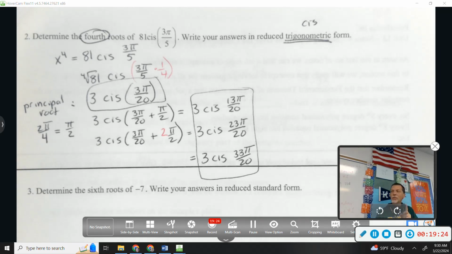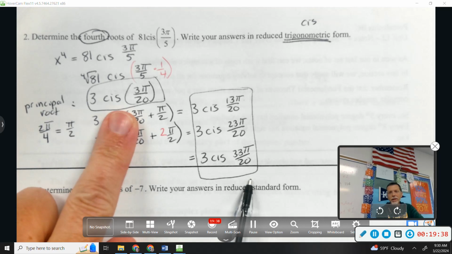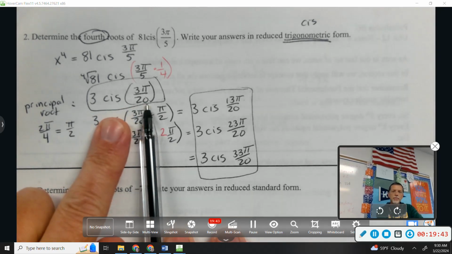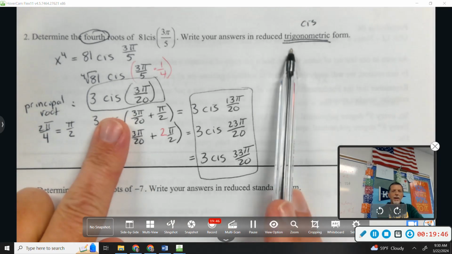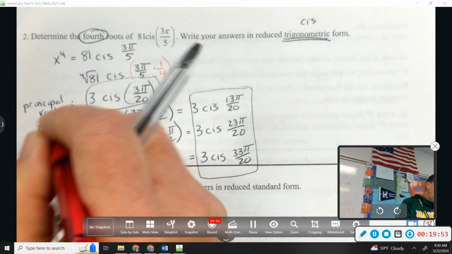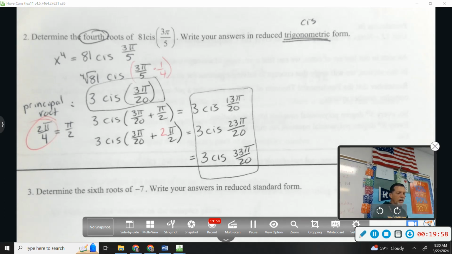And if I added it one more time, if I lost count of how many roots I needed, I would get 43 pi over 20. What's 43 pi over 20 coterminal with? 3 pi over 20. So it would mean I've gone all the way around, and now I'm back to my first one. And we get to leave it in trig form, so we're good. So find the principal root, figure out how far apart they are, and go from there.